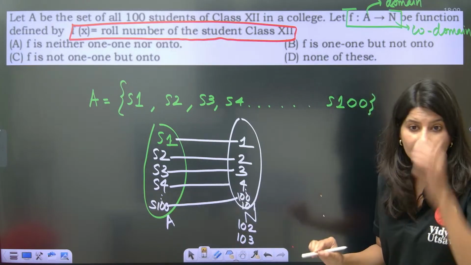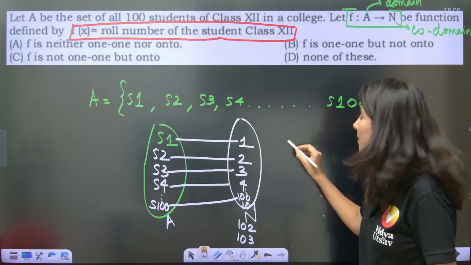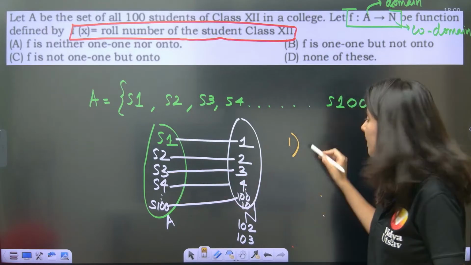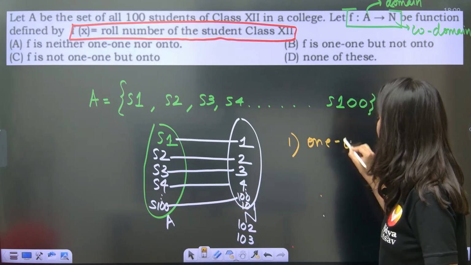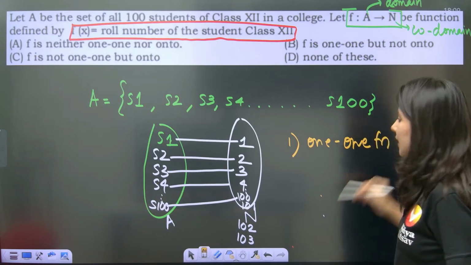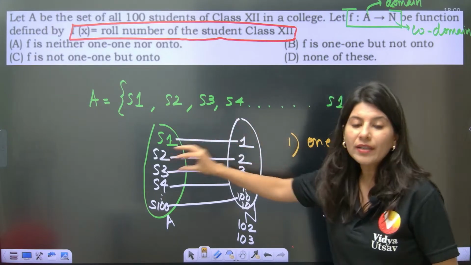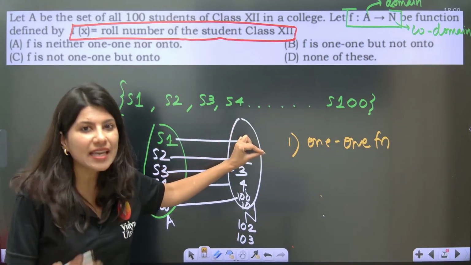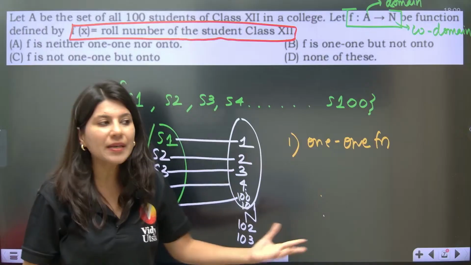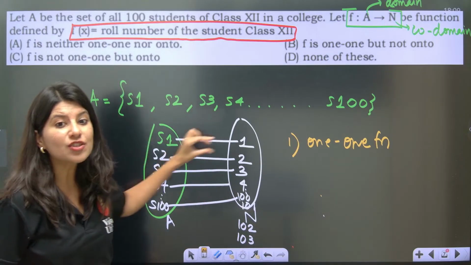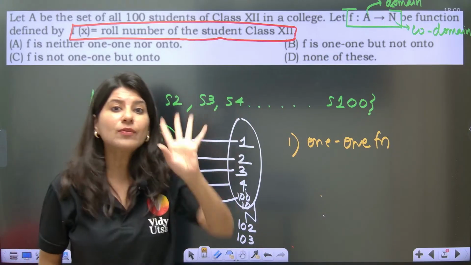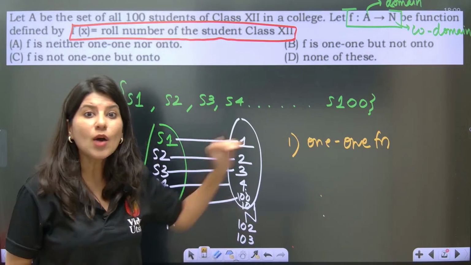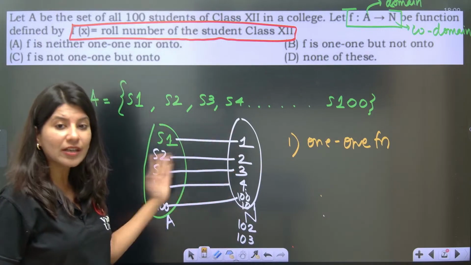By looking at the mapping diagram, this function is clearly a 1-1 function, right? It cannot happen that 2 students share the same roll number. If 2 students were sharing the same roll number, then only it would be many-one. Right now it is a 1-1 function because it maps 1 to 1, 1 to 1, correct?